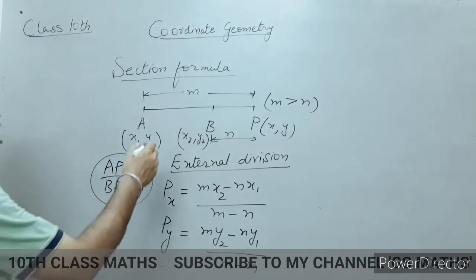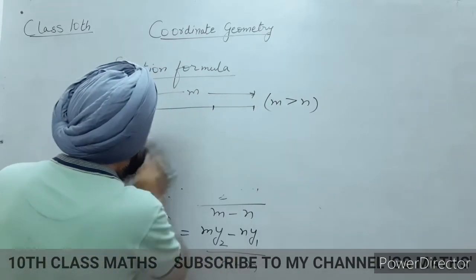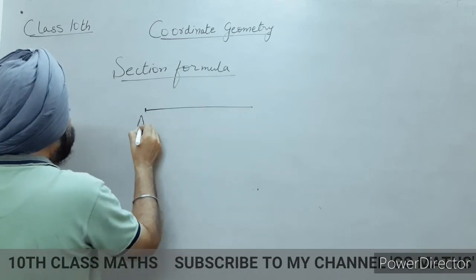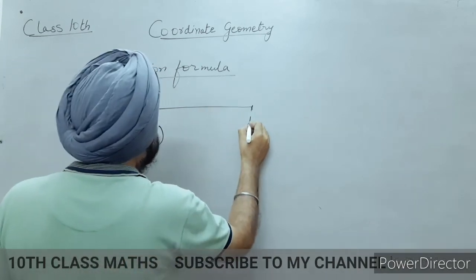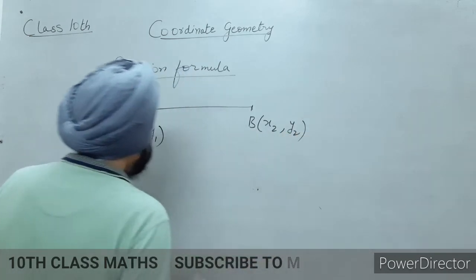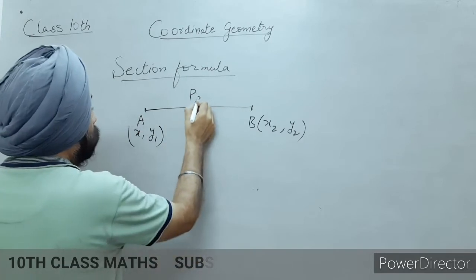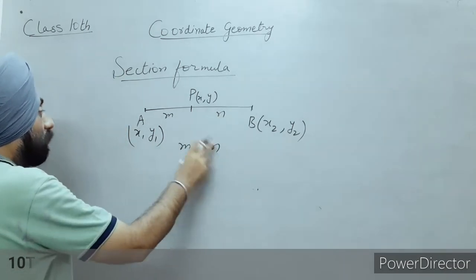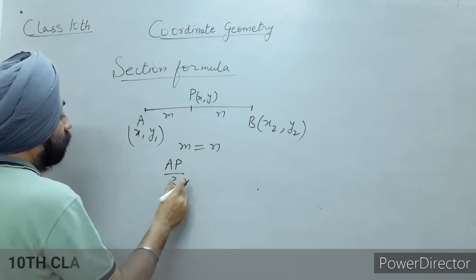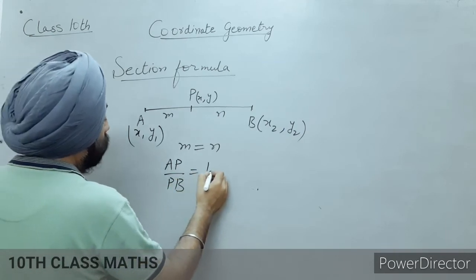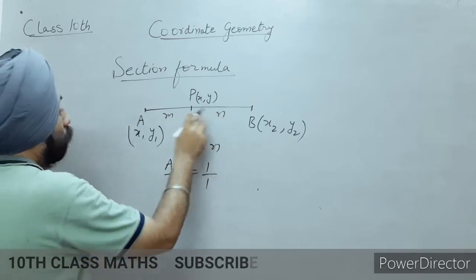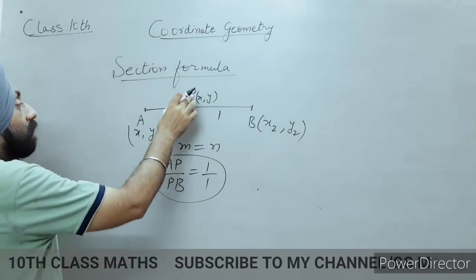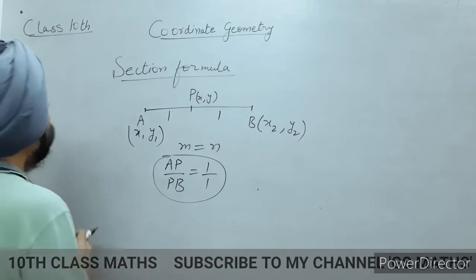Now, what happens if m is equal to n? That is, the point P lies at the midpoint of AB. This is your point A, x1, y1. This is point B, x2, y2. P point lies in the middle of AB, x, y, m, n. Here, m equals n. Right? If m equals n, then AP upon PB is 1 upon 1. That is, both are equal to each other. That is 1 ratio 1. So I can write here 1, I can write here 1. Right? It is 1 ratio 1. In case m equals n, P is in the middle of AB. Right? Then this formula is called the midpoint formula.